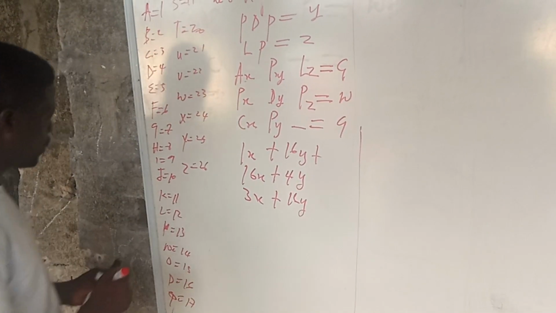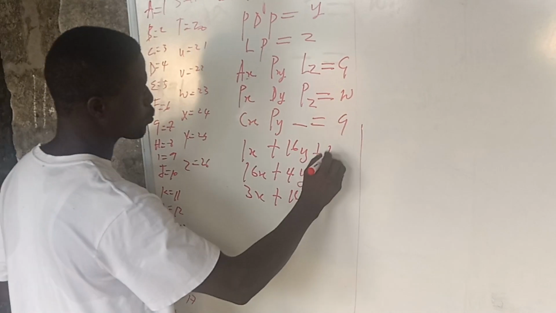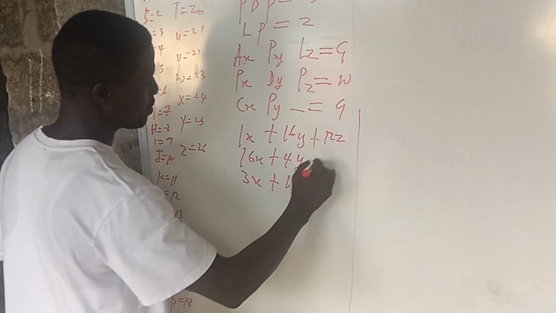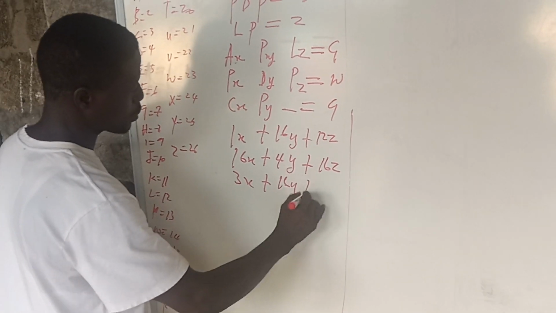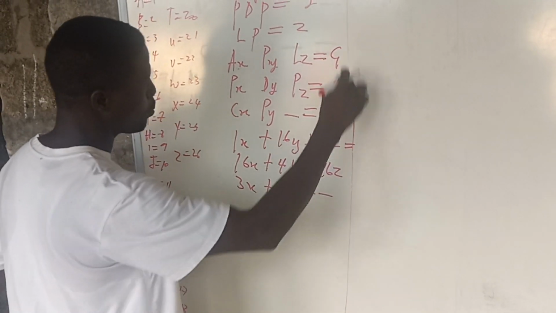L, what is it standing for? L is standing for 12. So we have 12z plus P, which is 16z. And of course plus nothing. And that is equivalent to green, white, green.